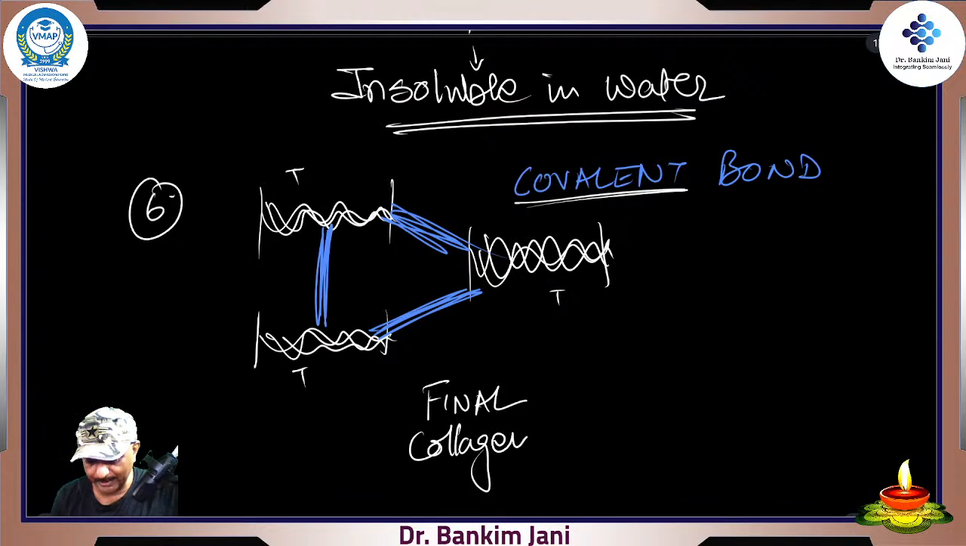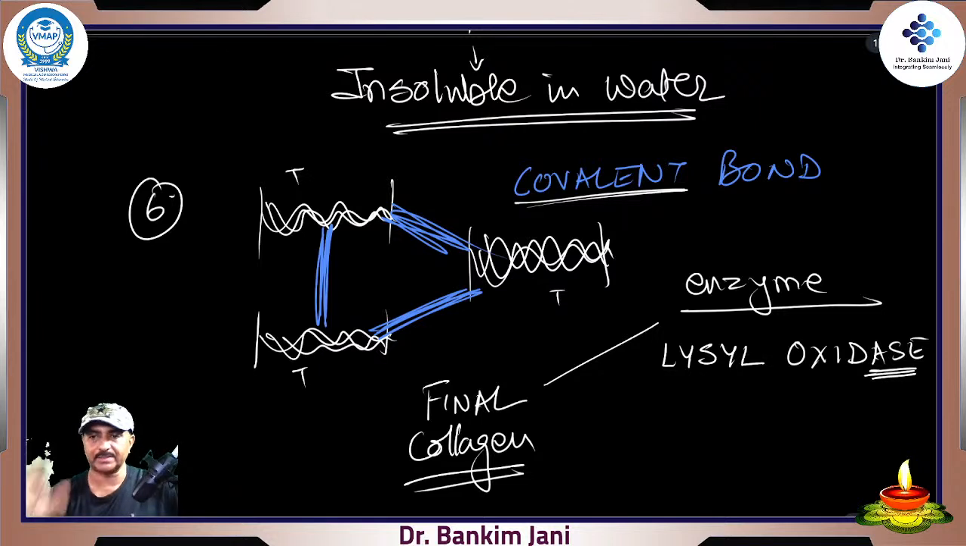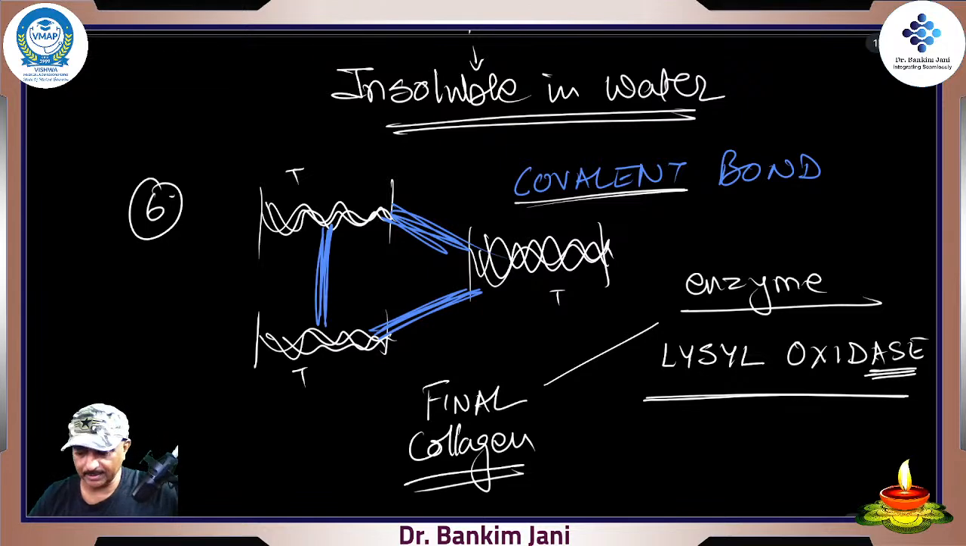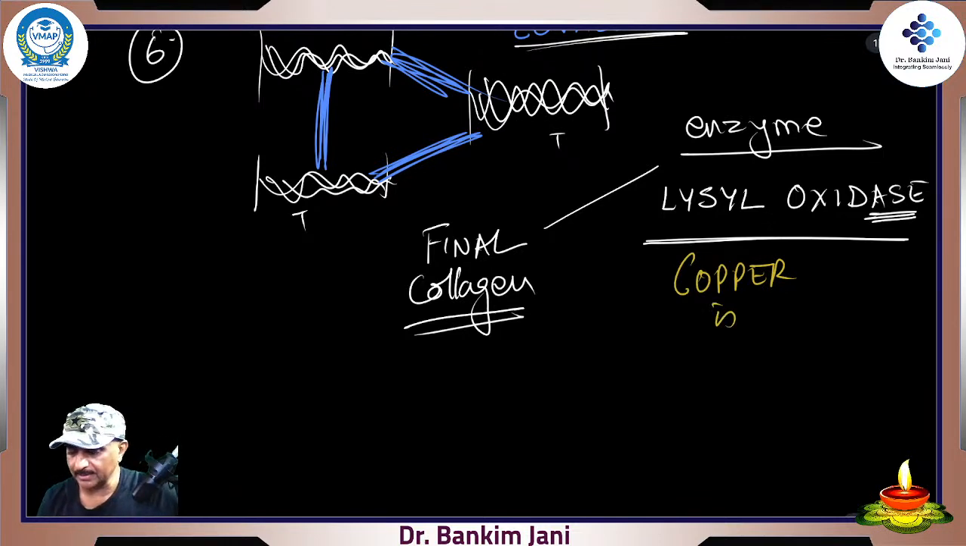Now this is where you can be asked two questions. One, this process requires a very specific enzyme, and this is lysyl oxidase. Whenever it comes to ase, A-S-E, that means it's an enzyme, lysyl oxidase. But in order for this lysyl oxidase to work properly, you require copper. This is what is called a micronutrient, right? Why is it necessary that only by taking lemon, or sometimes we require these micronutrients in the form of tablets? So this is where copper is a must. In absence of copper, this final stage won't work properly.